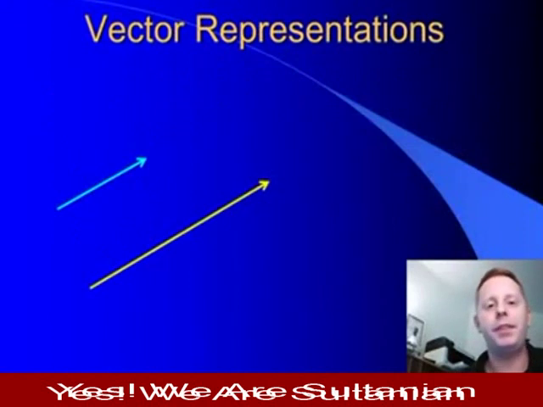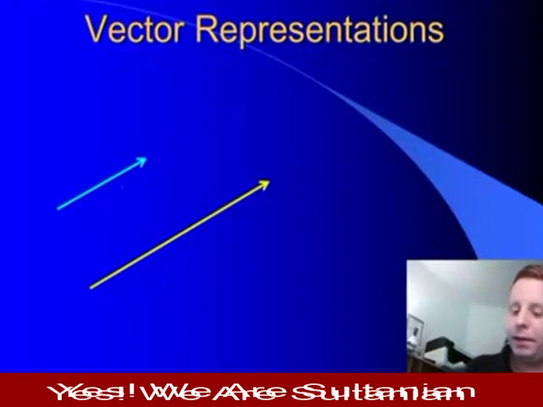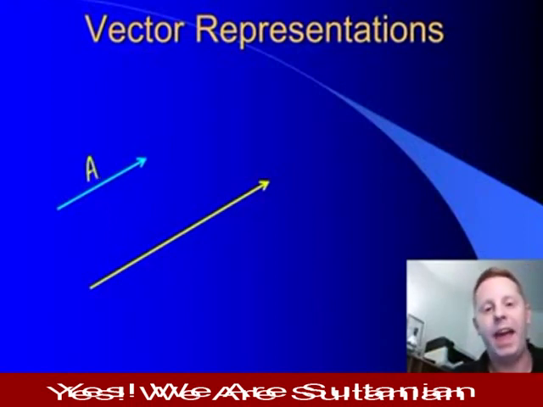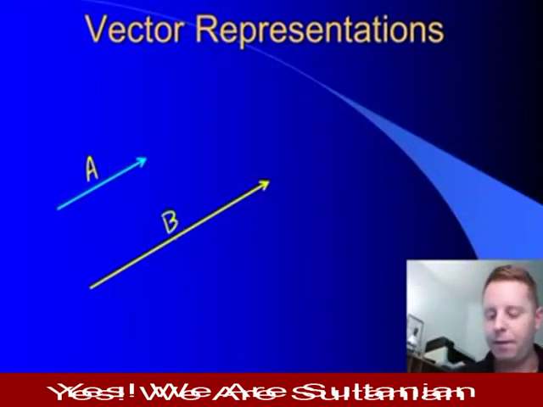Now, we typically represent vectors in physics as arrows, and the direction of the arrow, of course, tells you the direction of the vector. And the longer the arrow, the bigger the vector. So the light blue vector here, let's call that vector A, has about half the magnitude of vector B. Vector B has the same direction as vector A. It's twice as long, therefore it has twice the magnitude.